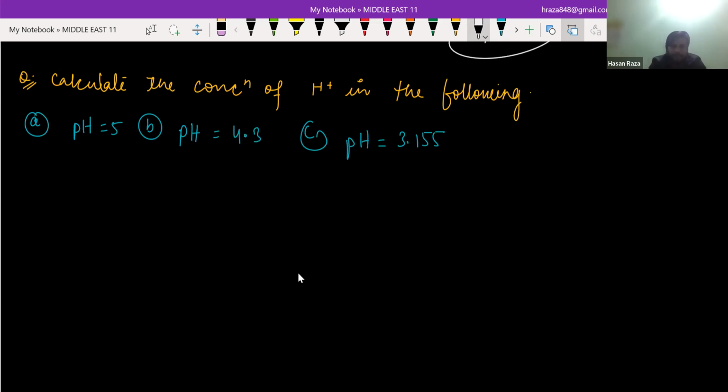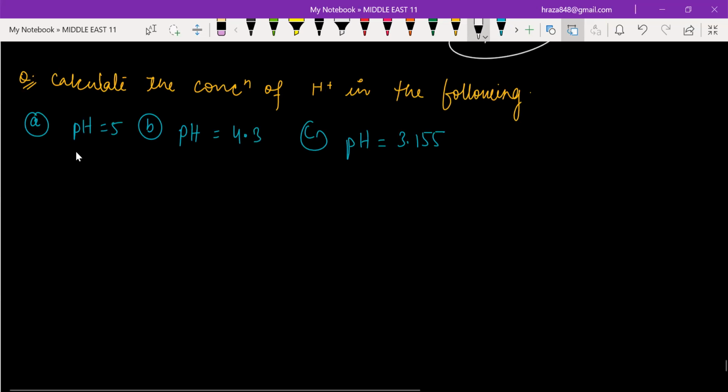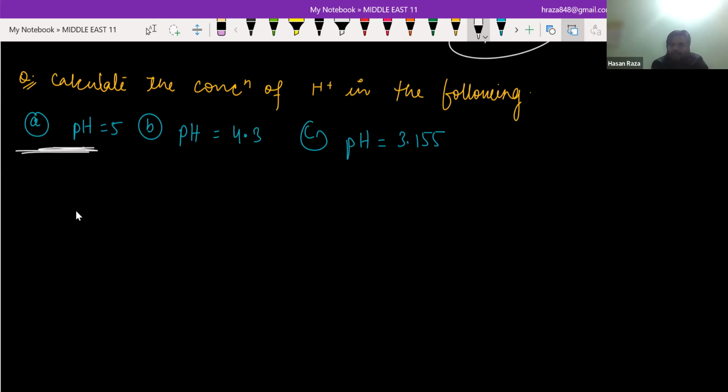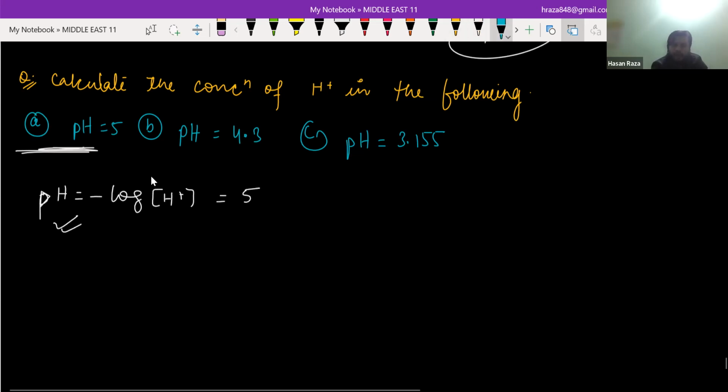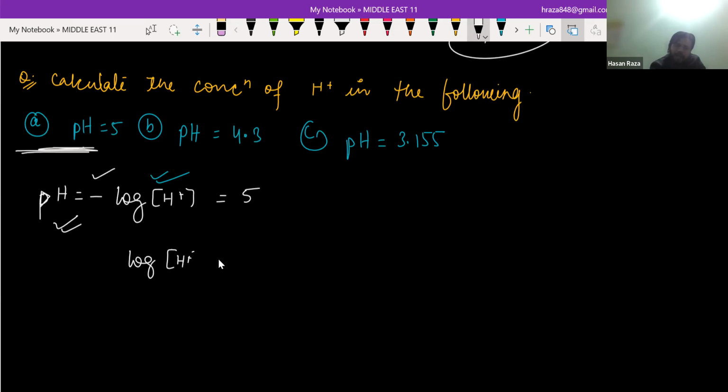Okay, everyone. Everyone wrote this question? Now see, if we are going to find concentration with the help of pH, you know that pH is equal to minus log of H plus, and pH has a value 5. So when you are taking anti-log of this, there is a base. First, you are going to make this positive. This is maths. Multiplying by a negative sign on both sides, it will be log of H plus equals minus 5. Is it okay, everyone?